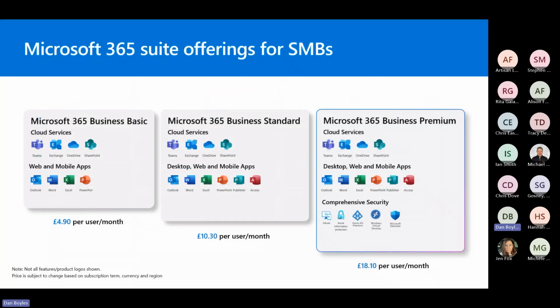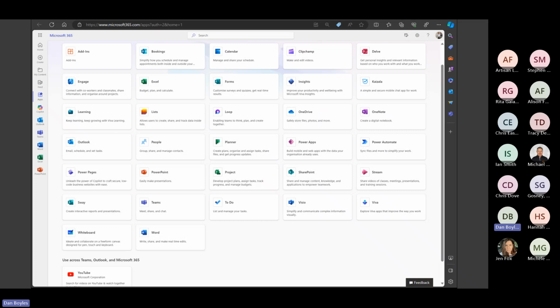Now, we mentioned actually what you get with it. Well, I said you get extra stuff on Business Premium. This is all the stuff you do get on Business Premium. Bookings, Clipchamp, video editing, stuff like that. You get your OneDrive, a terabyte of storage, Loop, Planner, Power Pages, your SharePoint, which is just insane on its own, Viva for your insights. Everything is included in this.